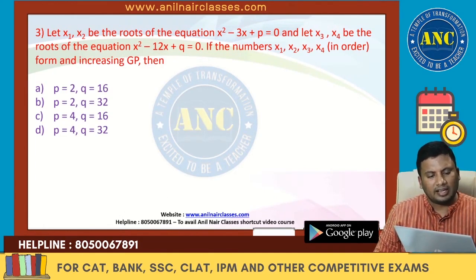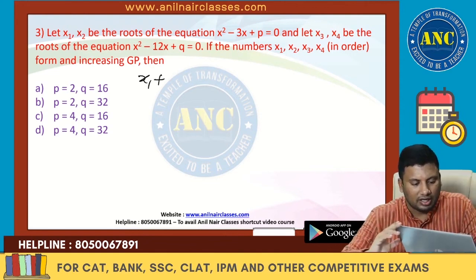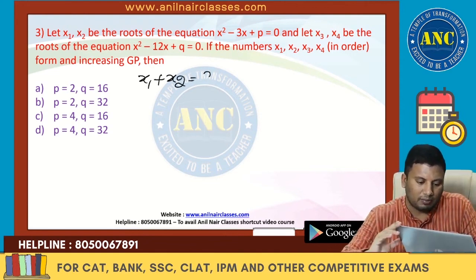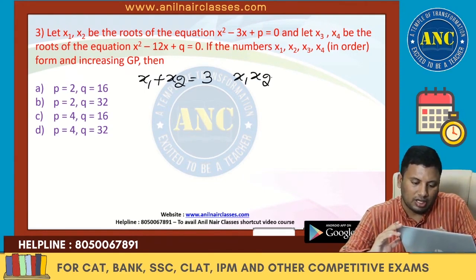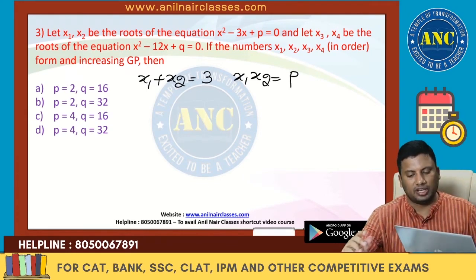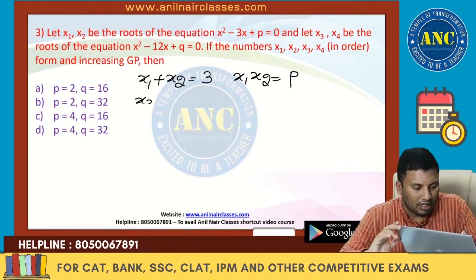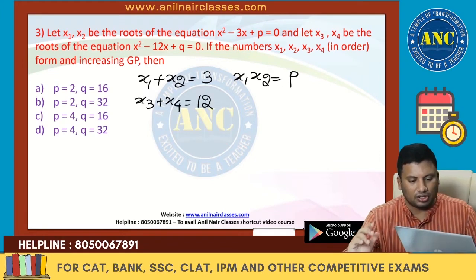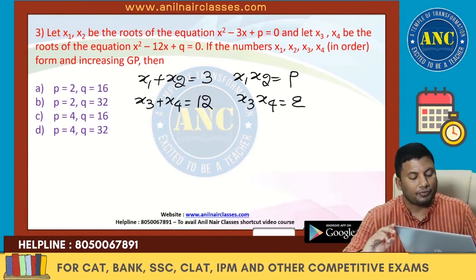Now let x1 and x2 be the roots of the equation. That means x1 plus x2, the sum of the roots, is 3. The product of the roots, x1 x2, is equivalent to c by a, p by 1. Then x3 plus x4, the sum of the roots, is 12. The product of the roots, x3 x4, is nothing but q.